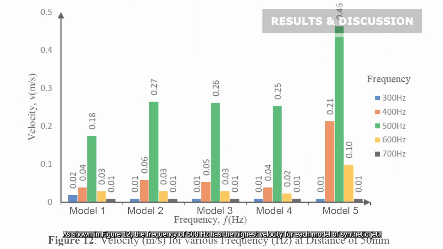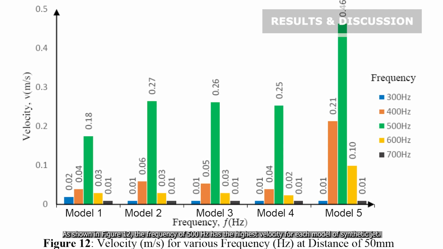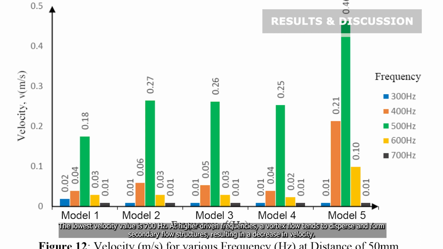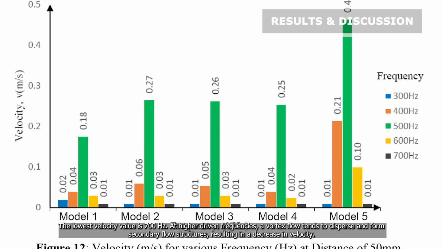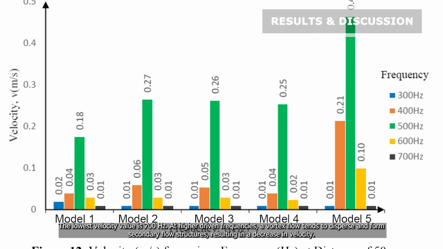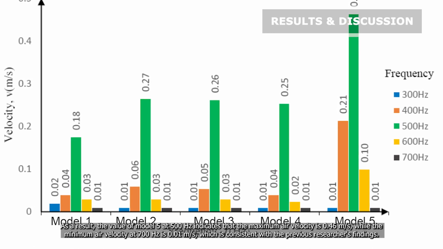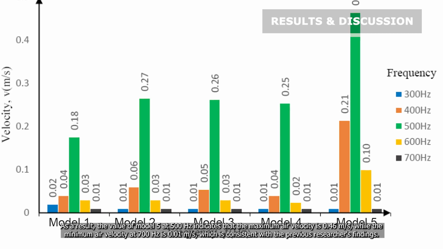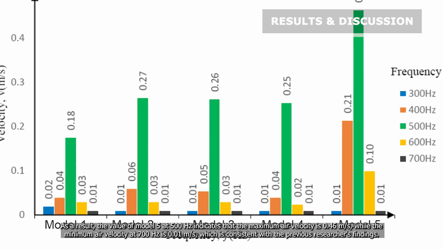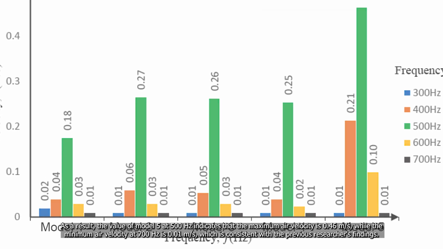As shown in Figure 12, the frequency of 500 Hz has the highest velocity for each model of synthetic jet. The lowest velocity value is at 700 Hz. At higher driven frequency, a vortex flow tends to disperse and form secondary flow structures, resulting in a decrease in velocity. As a result, Model 5 at 500 Hz indicates a maximum air velocity of 0.46 meters per second, while the minimum air velocity at 700 Hz is 0.01 meters per second, which is consistent with previous research findings.